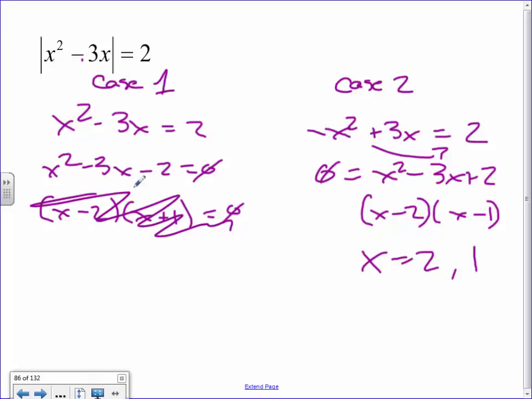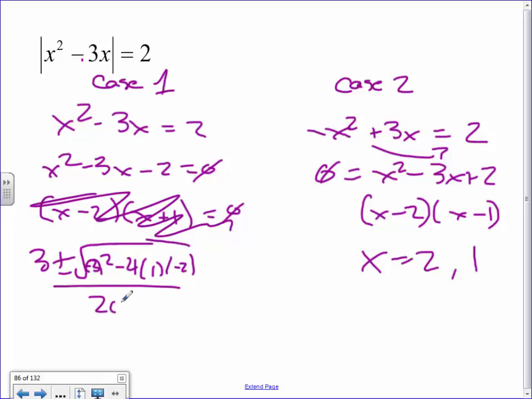Okay, this is that extra time where unfortunately it just didn't work out that it factored, so what's it going to be? 3 plus or minus the square root of 3 squared minus 4 times 1 times negative 2, all over 2 times 1. 3.56. So some sort of decimal numbers.